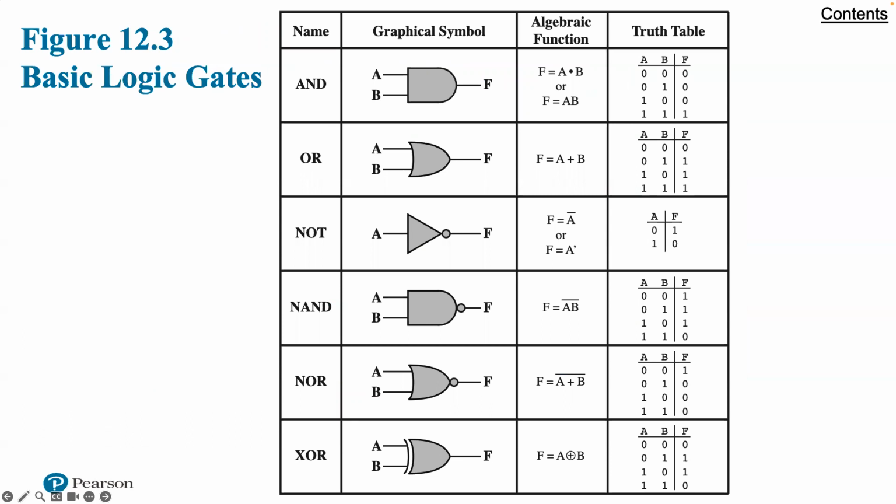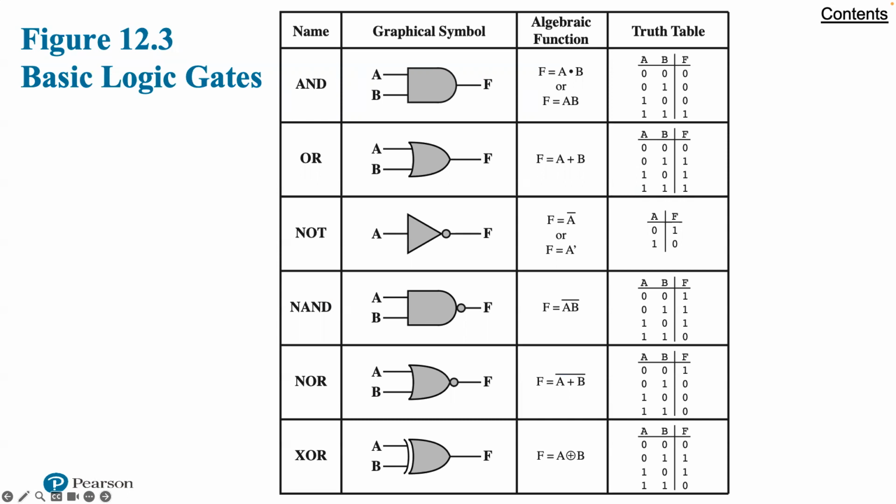Now we get a chance to look at the basic logic gates. The fundamental building block of all digital logic circuits is the gate. Logical functions are implemented by the interconnections of gates. A gate is an electronic circuit that produces an output signal that is a simple Boolean operation on its input signals. The basic gates used in digital logic are AND, OR, NOT, NAND, NOR, and XOR. Figure 12.3 depicts these 6 gates. Each gate is defined in 3 ways: first, the graphical symbol, the algebraic notation, and the truth table.